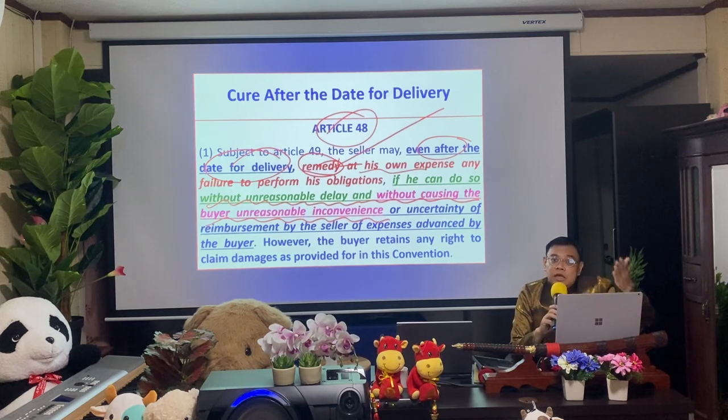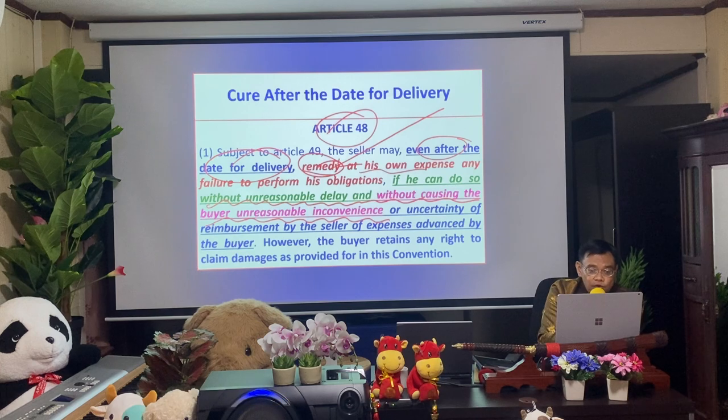If the cure does not cause the buyer unreasonable inconvenience, the buyer will have to allow the seller to cure.